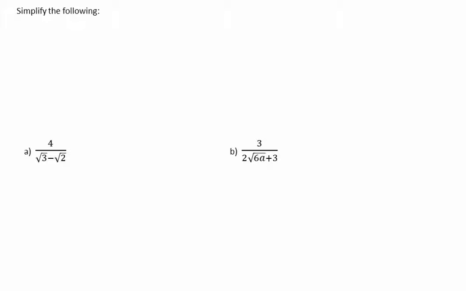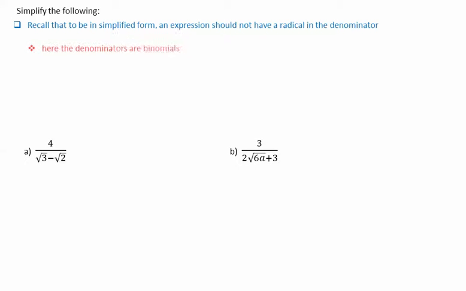Simplify the following. Recall that to be in simplified form, an expression should not have a radical in the denominator. We had previously simplified radical expressions where the denominator had a radical that was part of a monomial. In this case, the denominators are binomials.